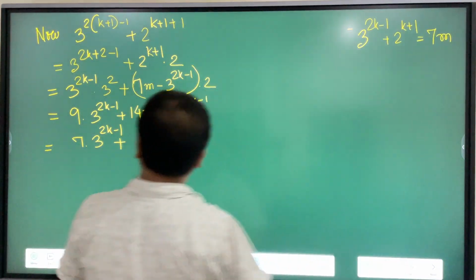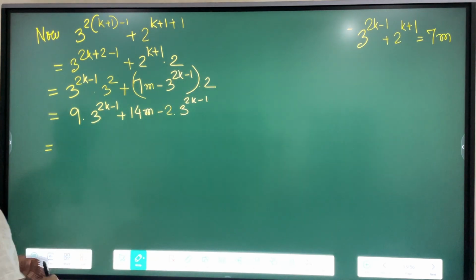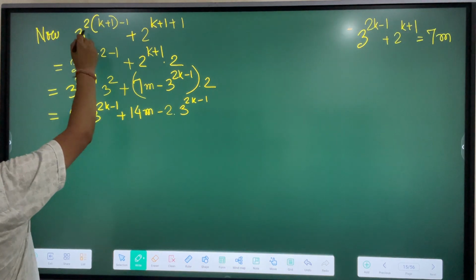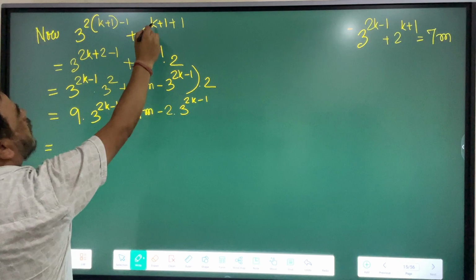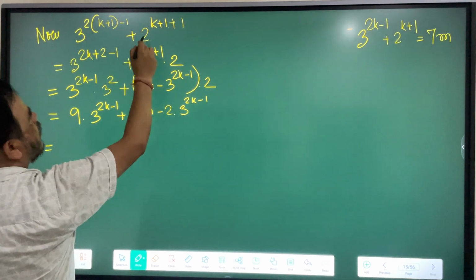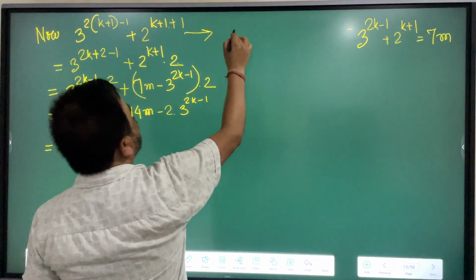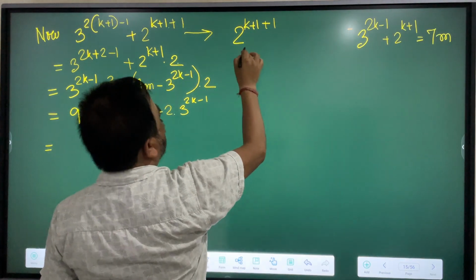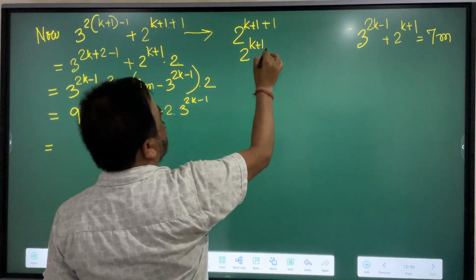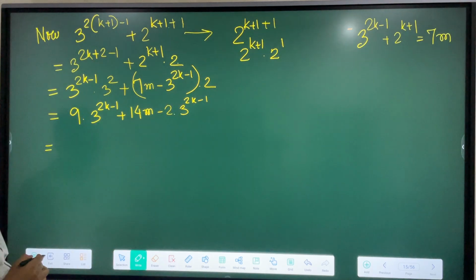So we will try to get 7 into something. So 3 to the power 2k plus 2 minus 1, and 2 to the power k plus 1. So 2 to the power k plus 1 is kept separately, and 2 to the power 1 means 2 only is taken. I hope you understand. 2 to the power k plus 1 plus 1, or 2 to the power k plus 1 into 2 to the power 1. This one and this one are the same. This is just simple.